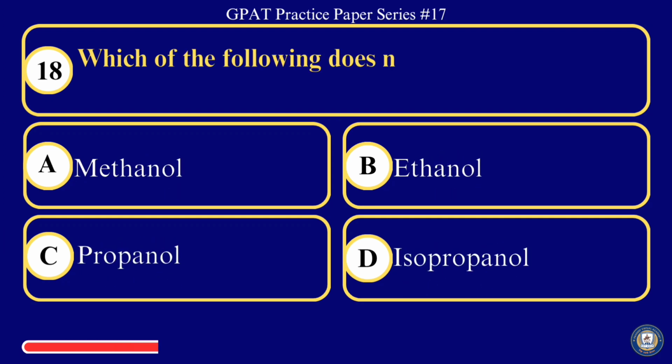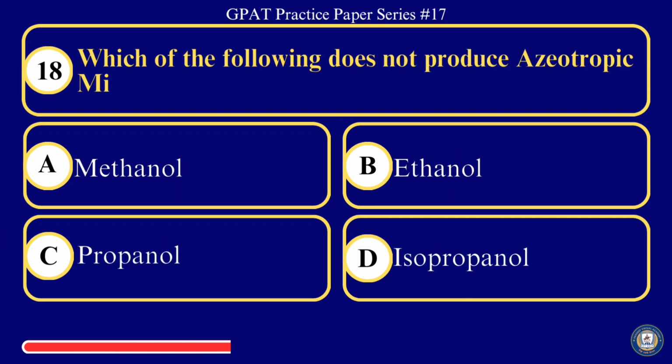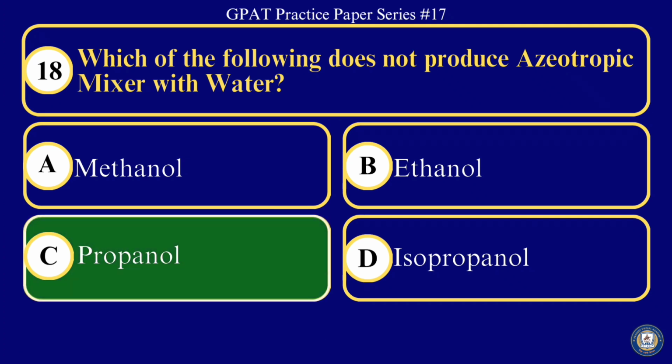Question number 18. Which of the following does not produce azeotropic mixture with water? Your options are A. Methanol, B. Ethanol, C. Propanol, and D. Isopropanol. And the correct answer is option C. Propanol.